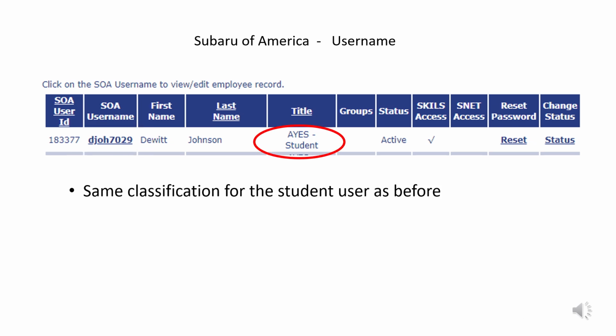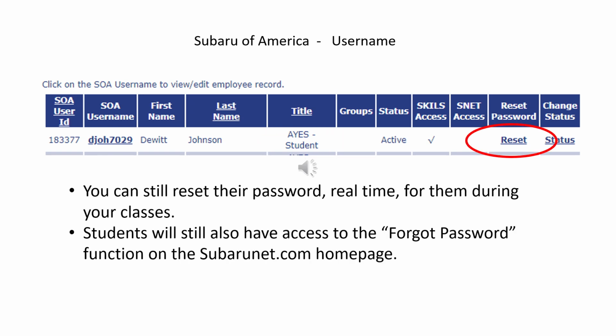The title will typically be AYES student. It's an older reference that goes back to the start of Subaru University, but we still use it to identify SU people in our systems. Everything will appear as it has before. You can reset passwords for your students in real time, and you can retire students who have already graduated.